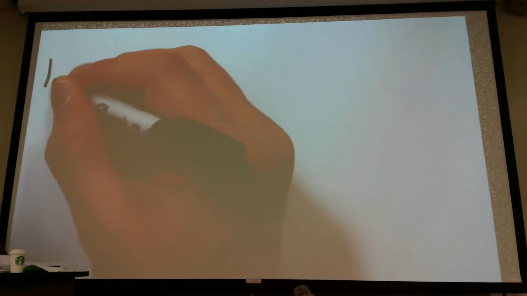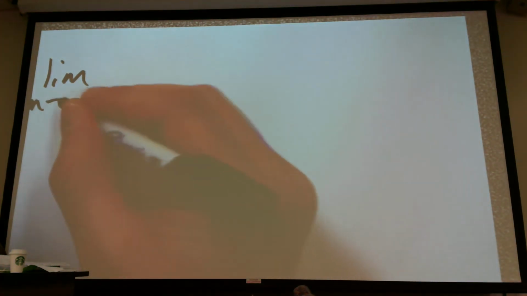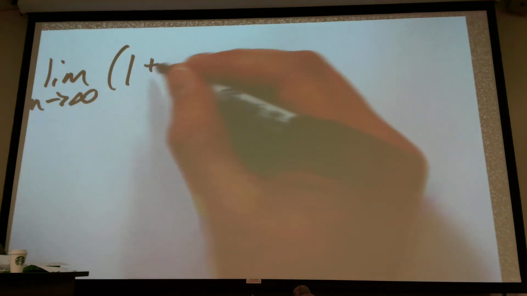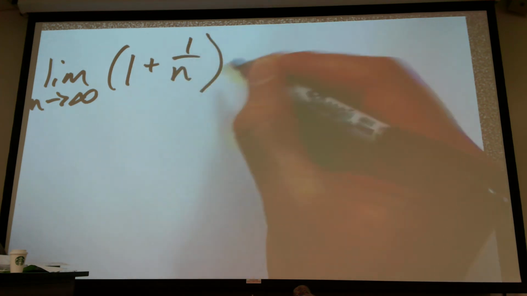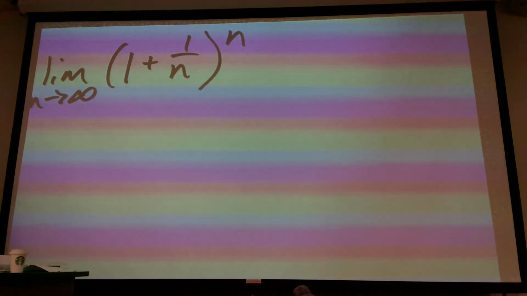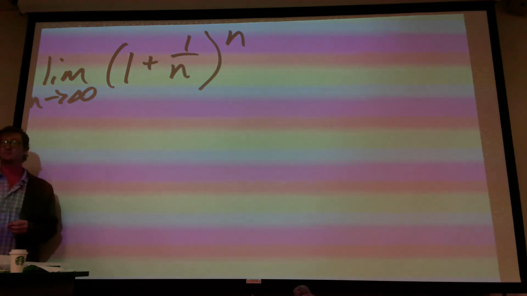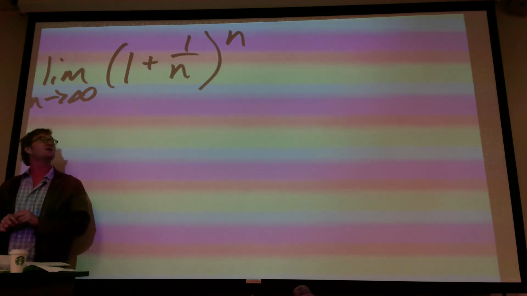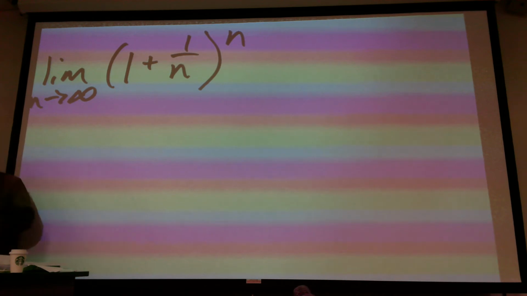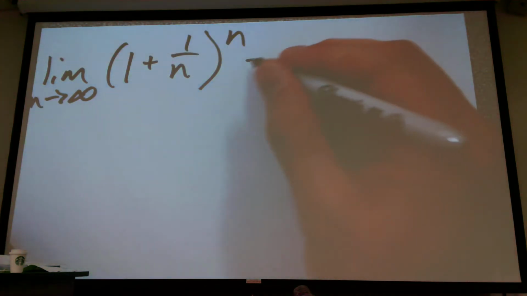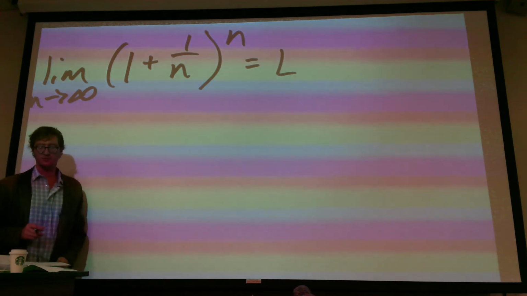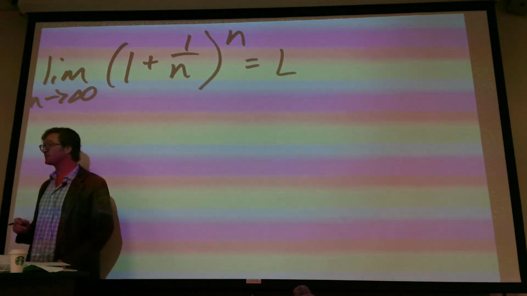Let's say the limit as n tends towards infinity of 1 plus 1 divided by n, now raised to the n power. Right. We're going to use the same type of logic on this one. So we're going to say, all right, I'll let it equal L. Why not? So let's take the natural log of that.